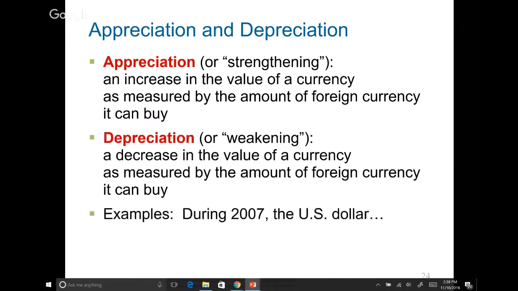So know what appreciation is. Appreciation is anytime you have an increase in the value of the home currency, and depreciation is anytime you have a decrease in the value of a currency. That's called depreciation.